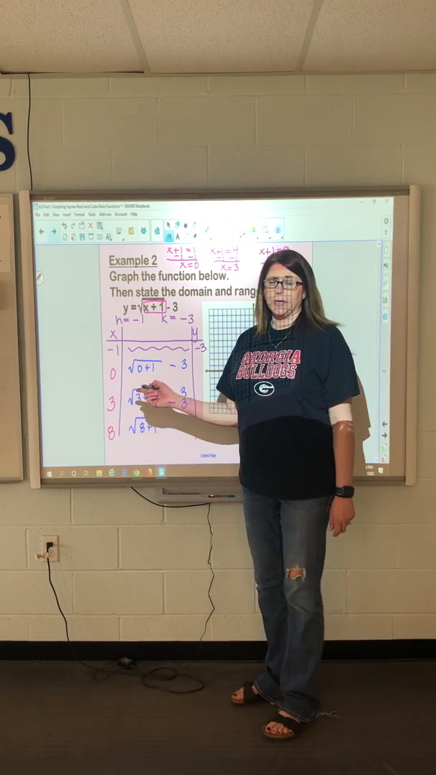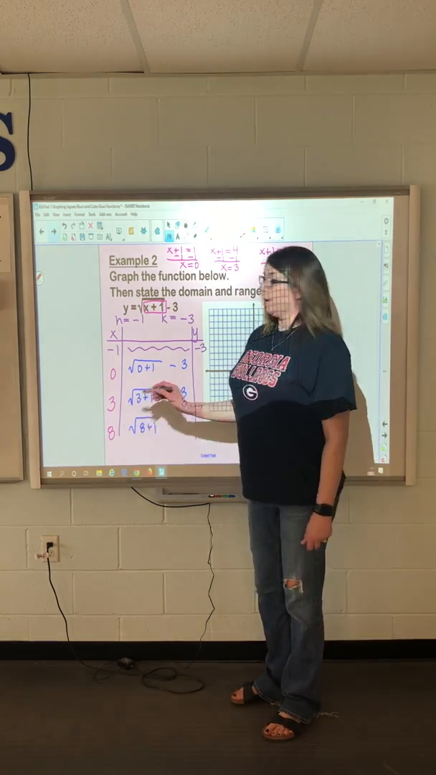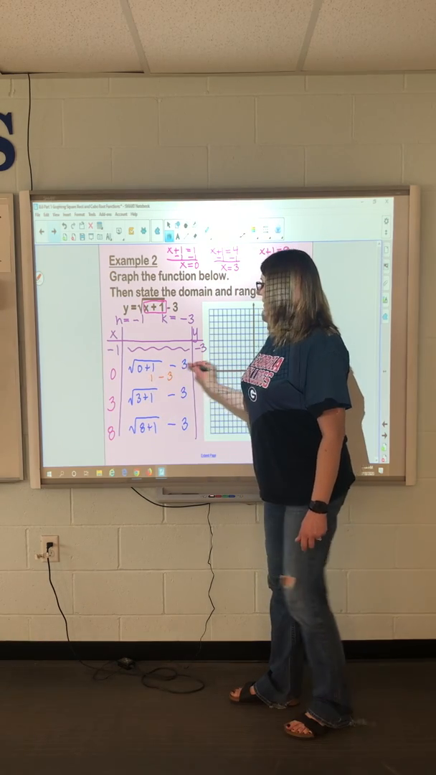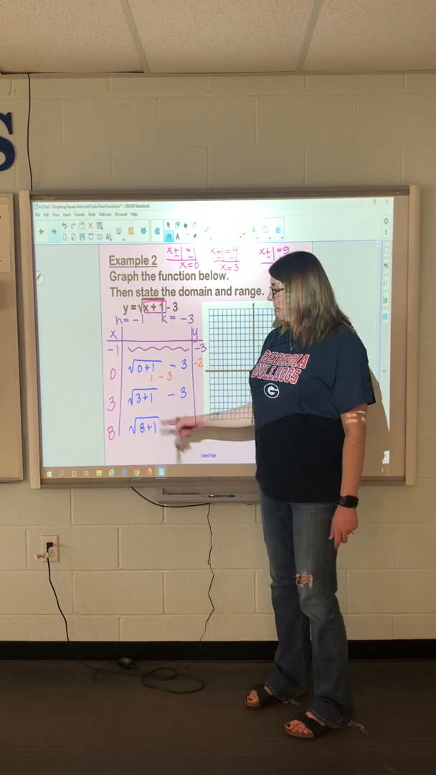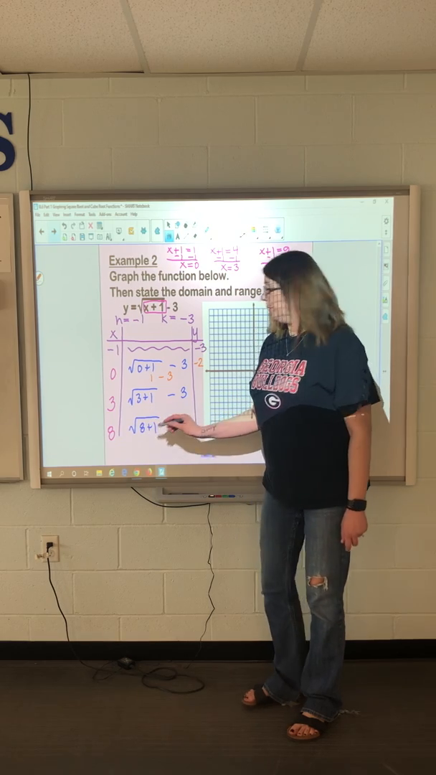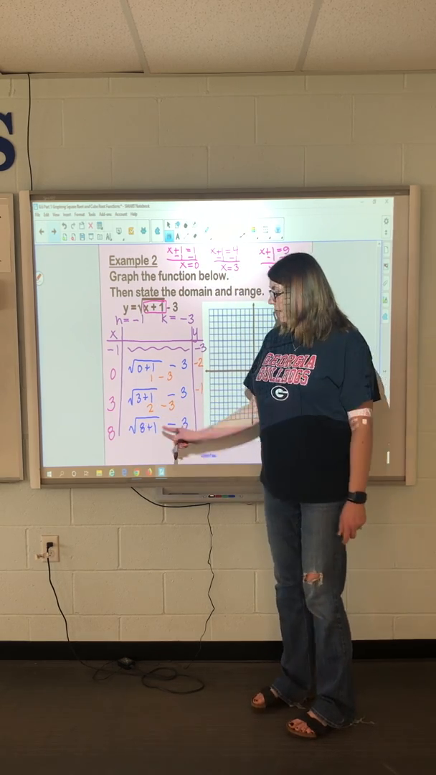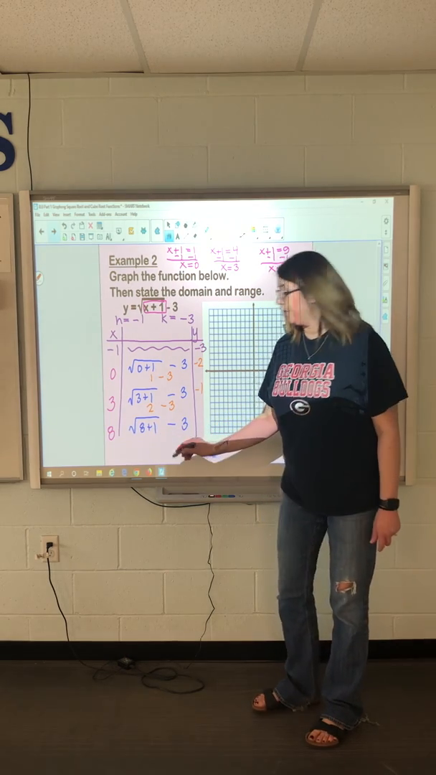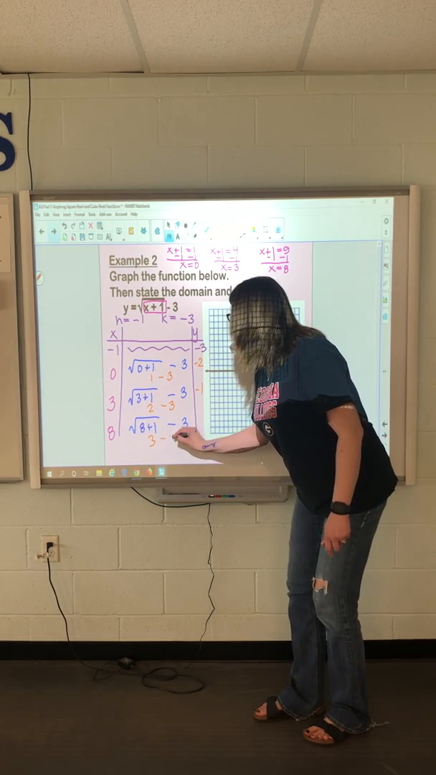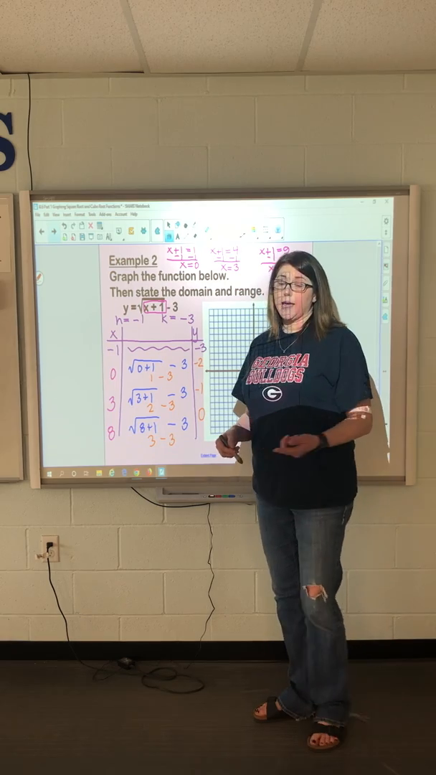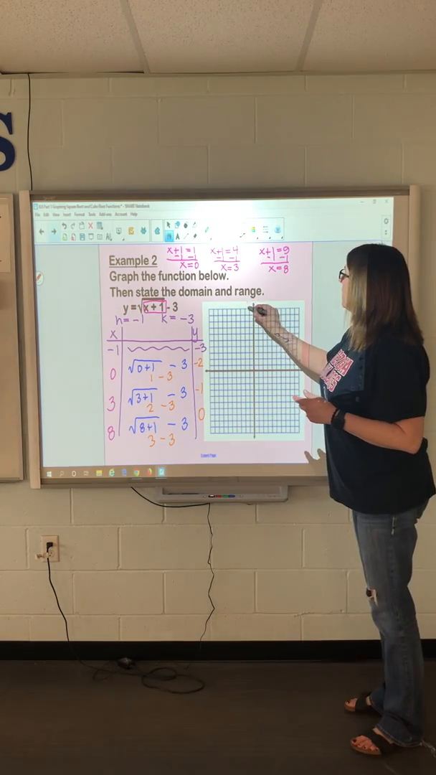All right, so going back up here, 0 plus 1 is 1. The square root of 1 is 1. And 1 minus 3 is -2. 3 plus 1 is 4. The square root of 4 is 2. 2 minus 3 is -1. 8 plus 1 is 9. The square root of 9 is 3. And 3 minus 3 is 0. So now I have 4 ordered pairs that I'm going to graph.